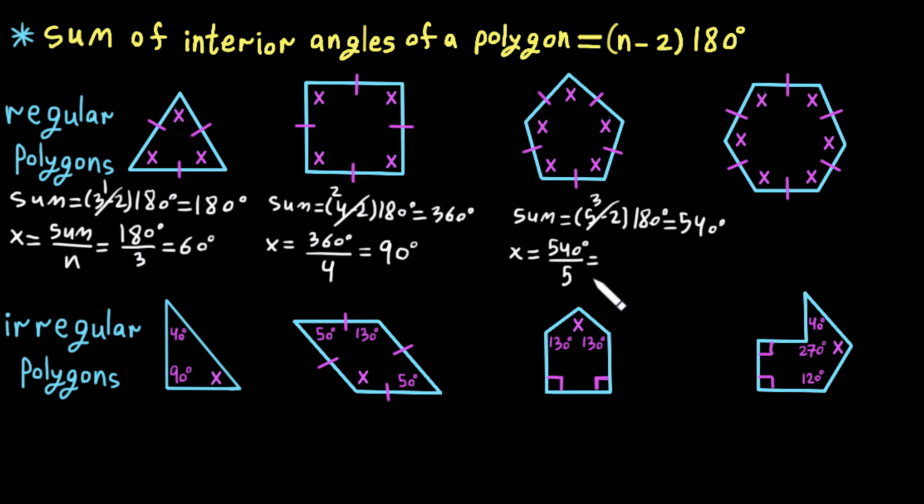540 divided by 5, it's like 500 degrees over 5. So we can split 540 into 500 plus 40 in the numerator. So it will be plus here 40 divided by 5. And 500 degrees divided by 5 equals 100 degrees, plus 40 degrees divided by 5, which is 8 degrees. 100 plus 8 degrees, so it will be 108 degrees.